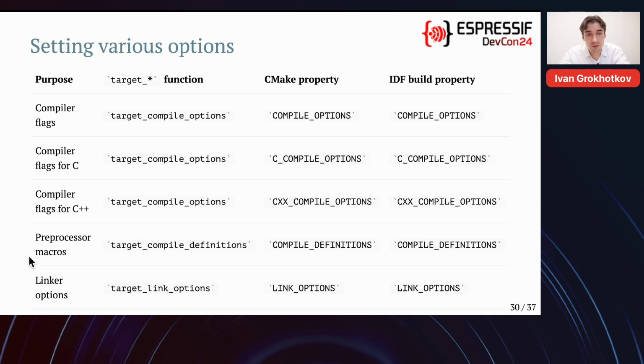And this table shows similar functions that you can use for other things. For example, for C-specific compiler flags, C++-specific compiler flags, and for the linker options. Now, for target compile options, the distinction here is that you will have to use generator expressions that depend on the language. I'm not covering this here. You can find the recipe for using target compile options with generator expressions in CMake documentation.